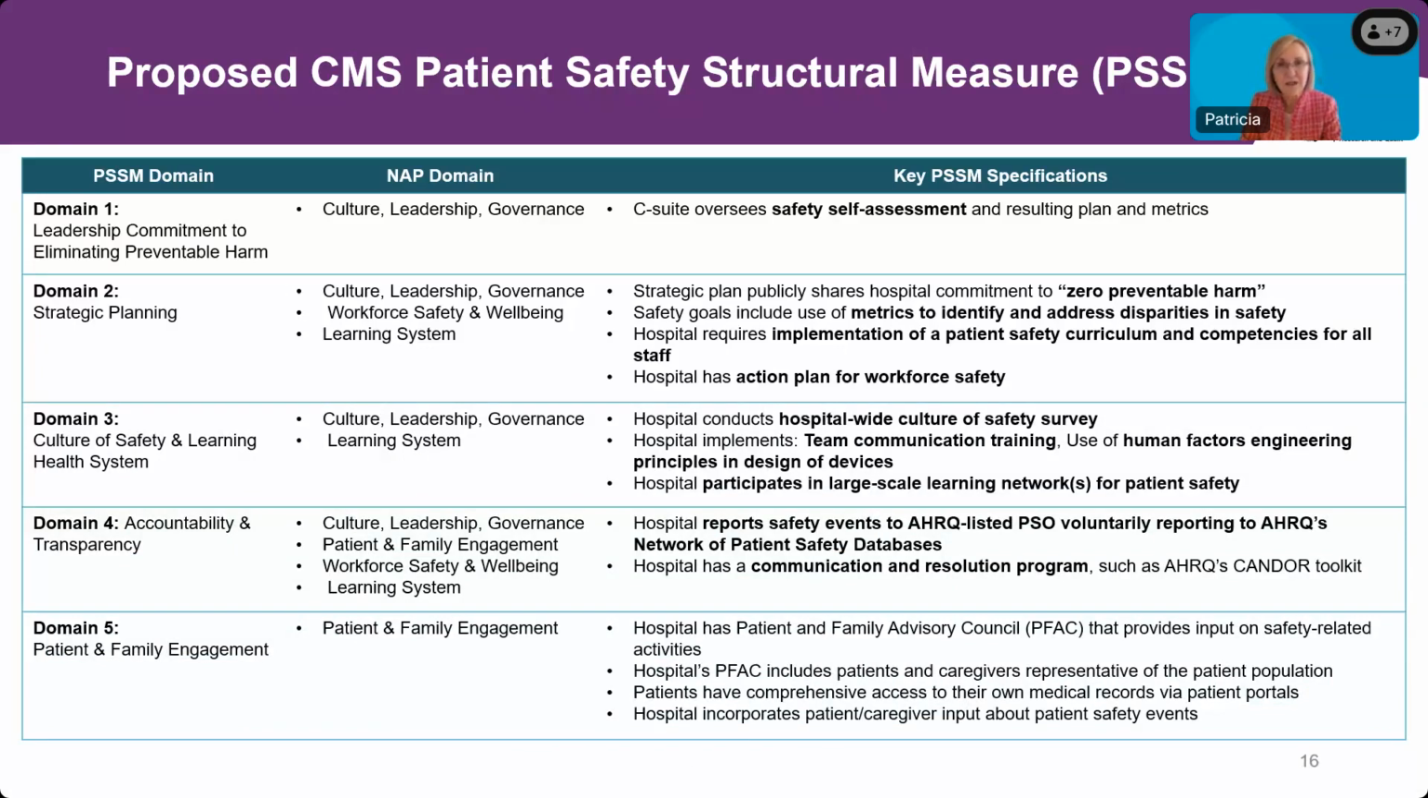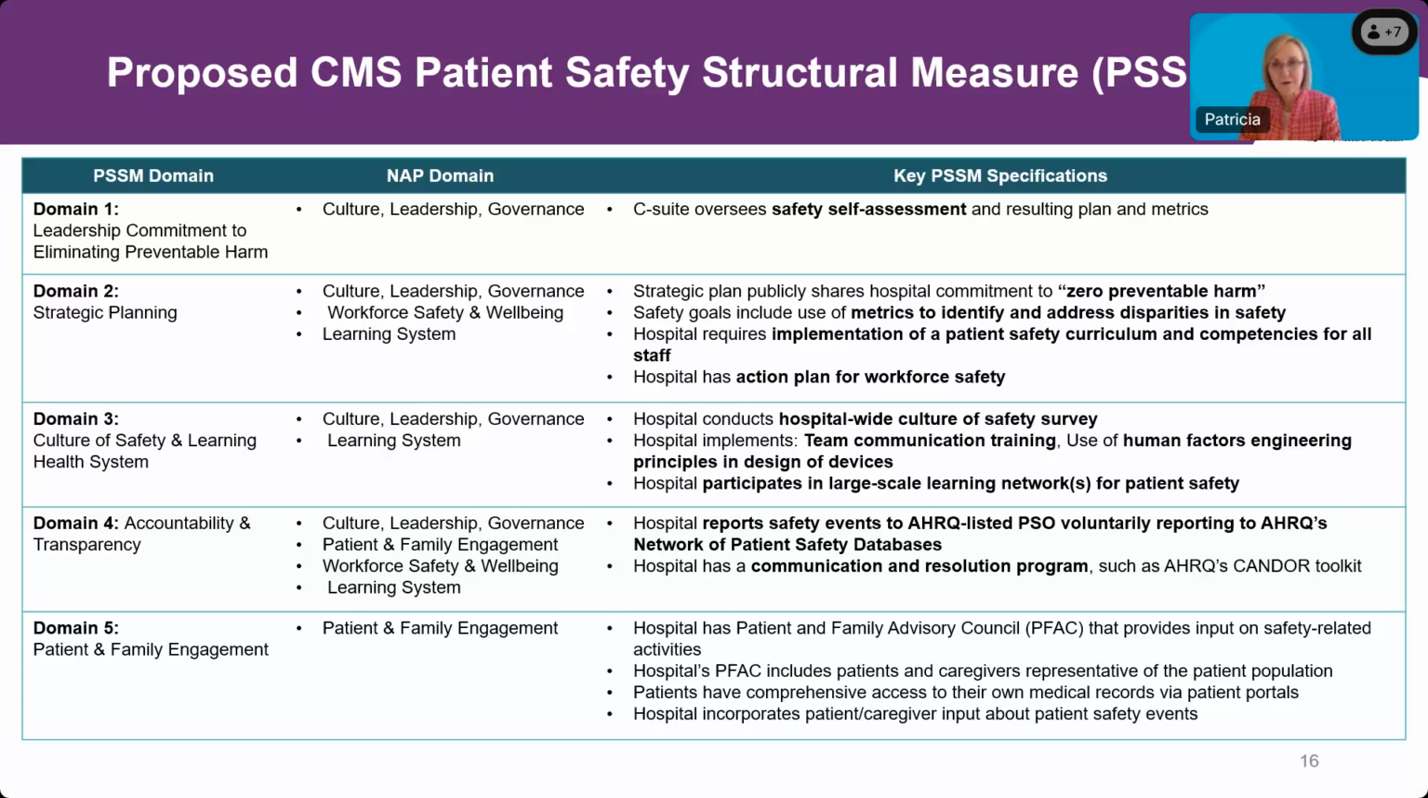So the focus of this patient safety structural measure is on whether hospitals demonstrate a structure, culture, and leadership commitment that prioritizes safety at a very high level. That's a nutshell description of this. It's an attestation-based measure, so hospitals would evaluate and determine whether they can affirmatively attest to specific elements of each domain that are specified in the proposed measure. And those are listed in the left-hand column. In the far right-hand column are some of the specifications for each domain.